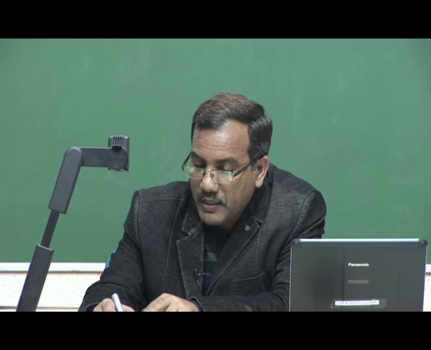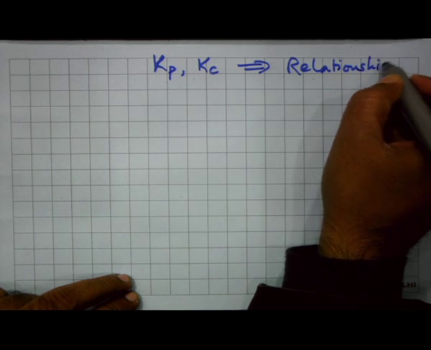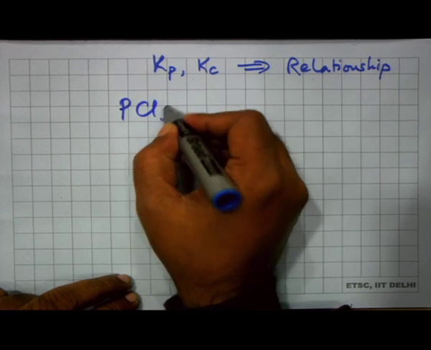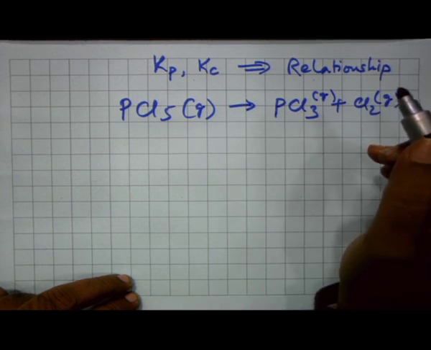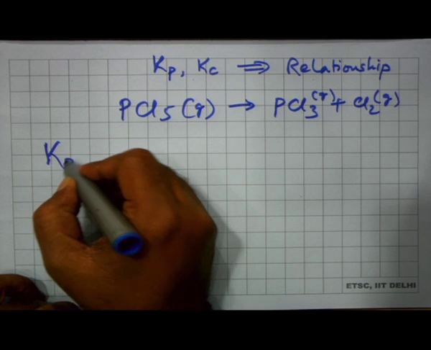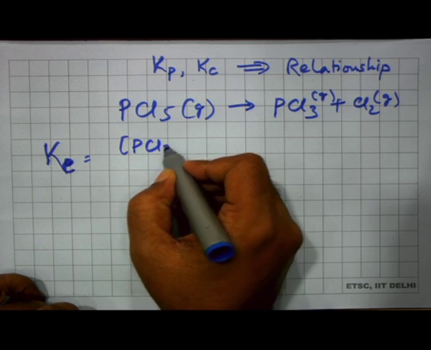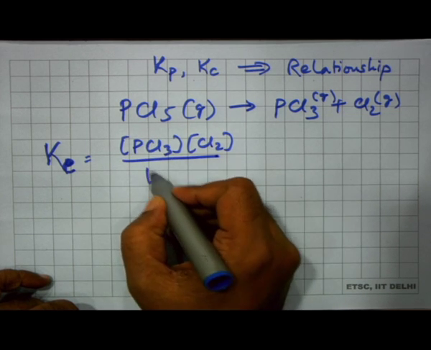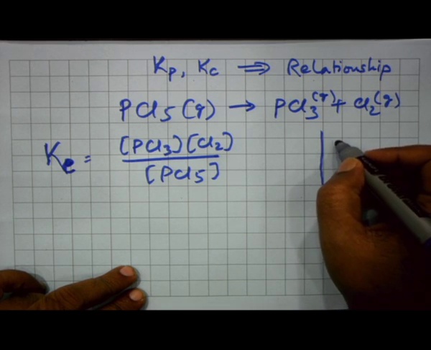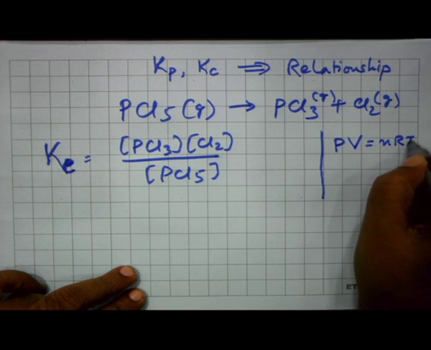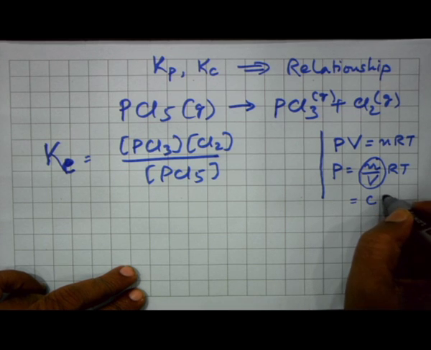Now, once we know what Kp and Kc are, we can also look at the relationship between them. What is the relationship between Kp and Kc? So, let us think of the same reaction PCl5 giving you PCl3 plus Cl2. These all are in gaseous form, and I just wrote down Kp is equal to the pressure expression, and Kc is equal to the concentration of PCl3 into Cl2 by PCl5. Suppose these are gases which follow the ideal gas equation. In that case, we can simply write PV is equal to nRT and P is equal to n by V RT. And we know that n by V is C, so we can simply write P equals CRT.